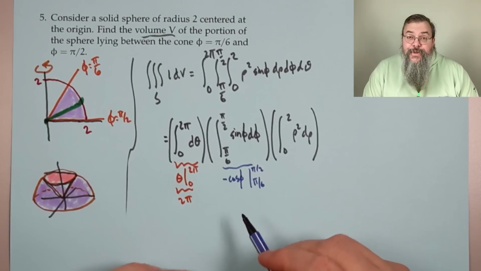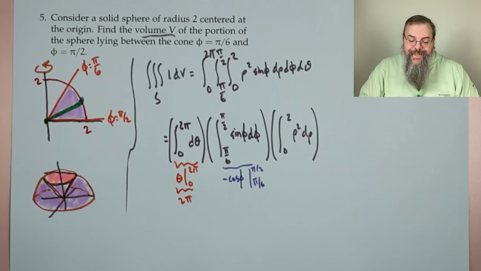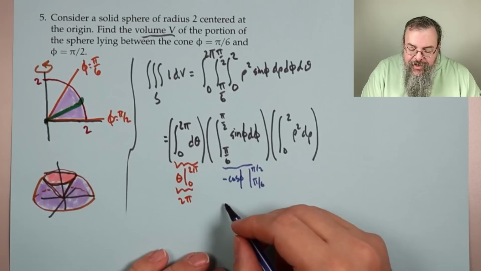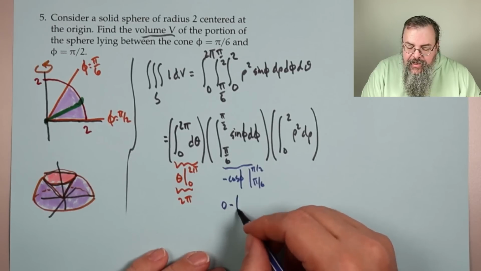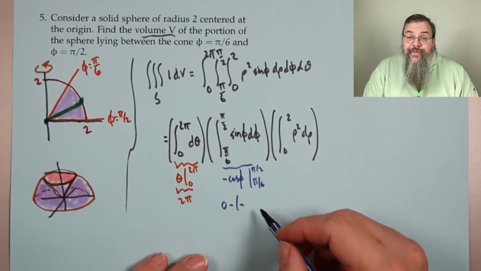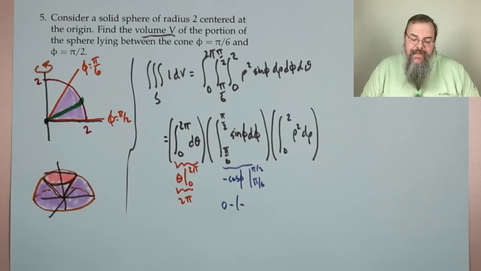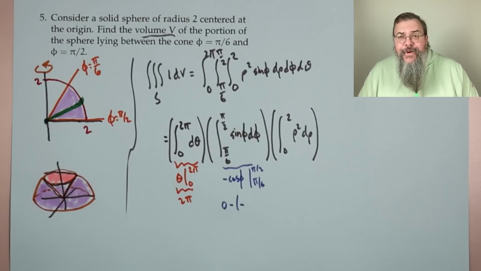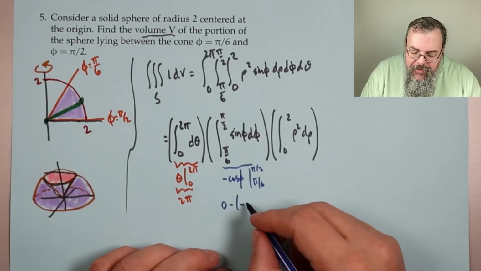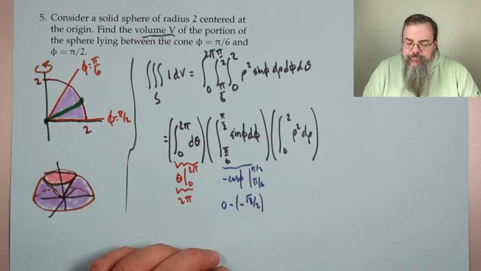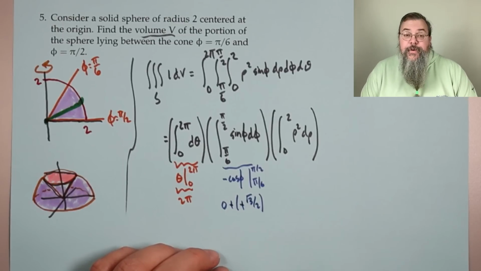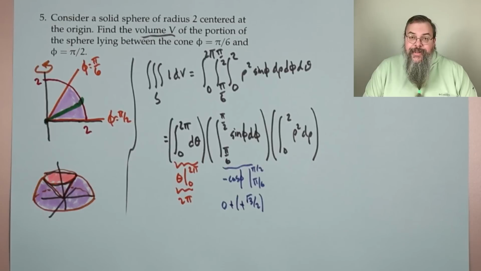Cosine of pi over 2 is 0. Okay, cool. So we get 0, subtract, and then we get minus cosine of pi over 6. And cosine of pi over 6, well, we have to think about that one for just a second. That's going to be root 3 over 2. It's nice to know your various tables. So minus root 3 over 2. Well, that's really a plus root 3 over 2. All right, good. We're making good progress here.